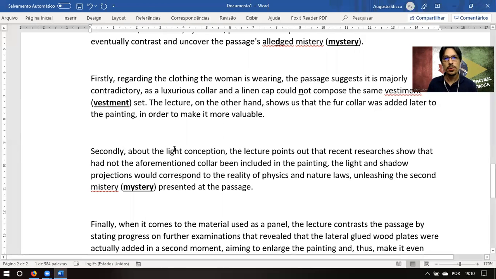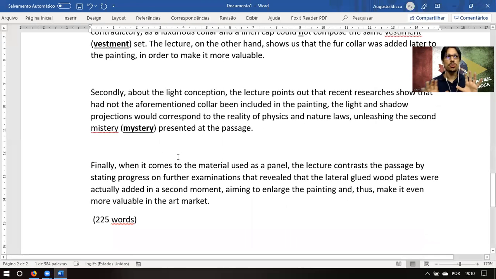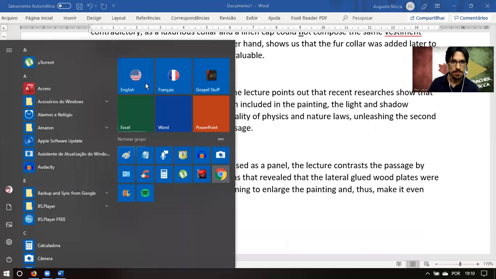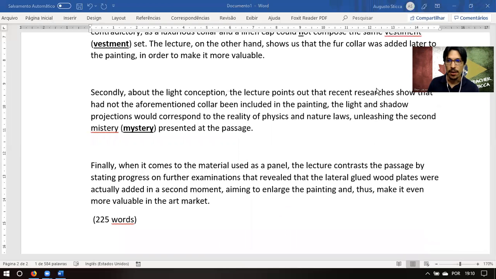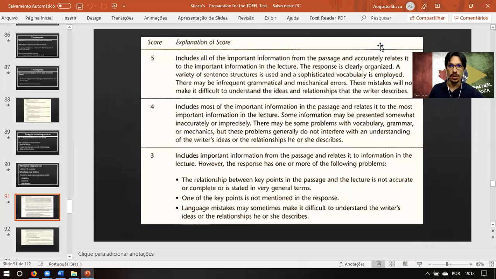So that's what they really want you to do: say what the passage stated and say what the lecture stated in a very clear way. I have here with me the criteria they use. Hang on. And there we are. They're going to give you a grade from 0 to 5. Okay, and check it out.